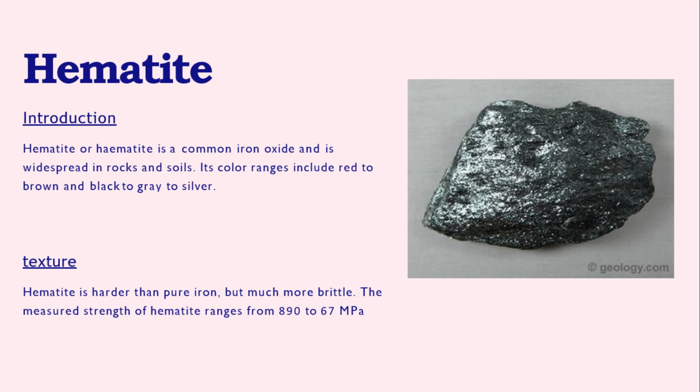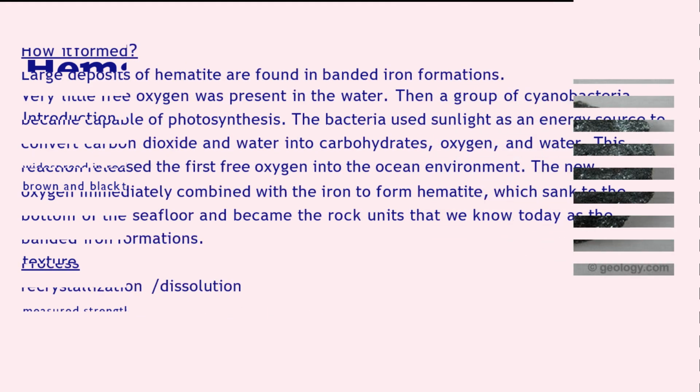Hematite is a common iron oxide and is widespread in rocks and soil. Its colors range from red to brown and black to grey to silver. For the texture, hematite is harder than pure iron but much more brittle. The measured strength of hematite ranges from 890 to 76 megapascal.